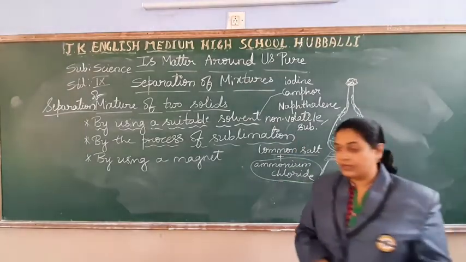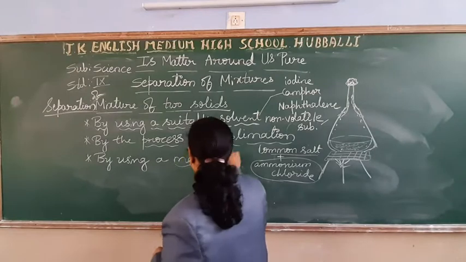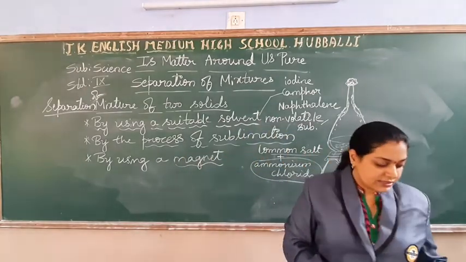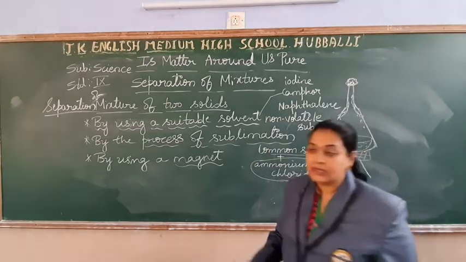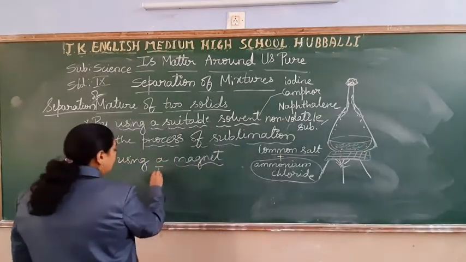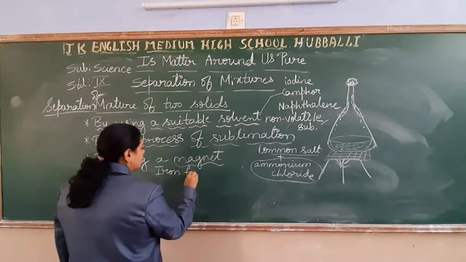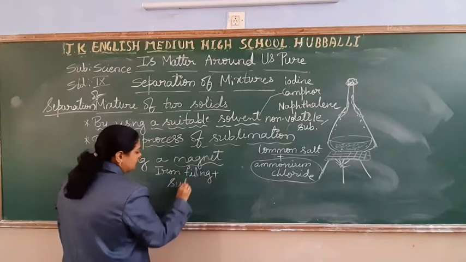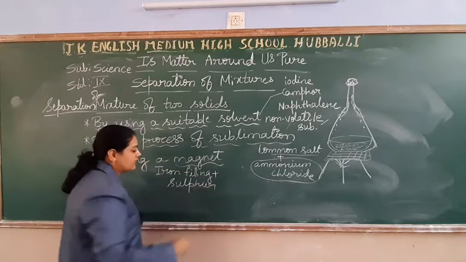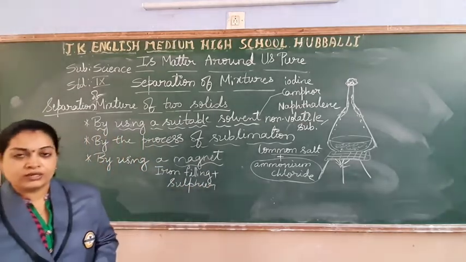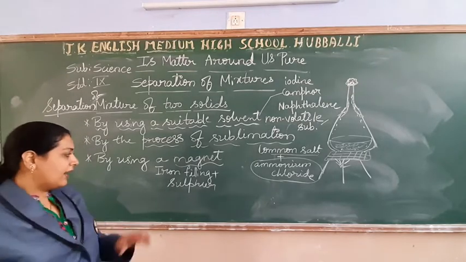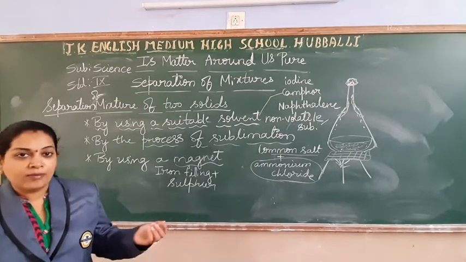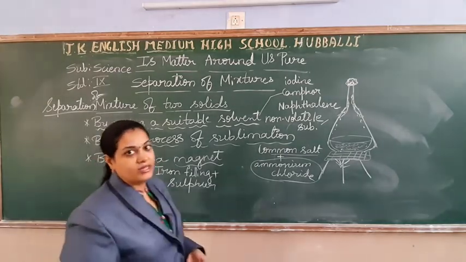Yes. The third method is by using a magnet. A very easy method, students. With the name only you can understand. If there is a mixture of iron filings with sulfur, what do you do with this mixture? Iron filings will get attracted towards the magnet. So obviously we will use the magnet to separate the iron filings.